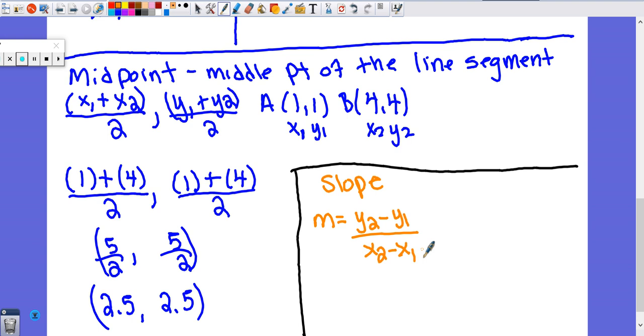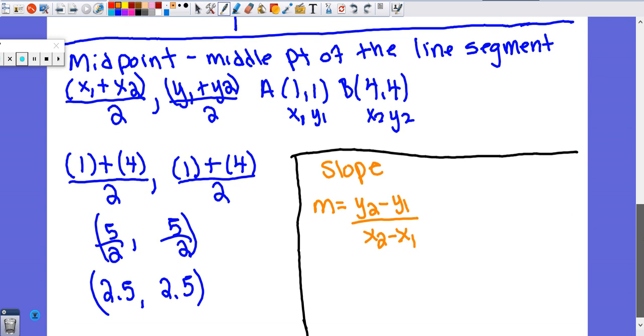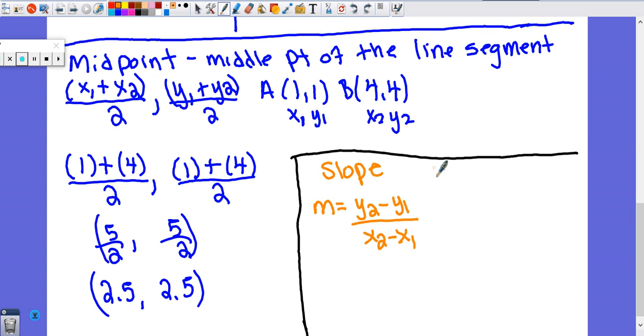Either one of these will help you get the slope. Now, if you like the rise over run better, then you can do that one. You can just use the graph and go for it. So this is how you use it if you feel like you don't want a graph and you just want to play with the points. Either way, I'm perfectly fine. You choose.